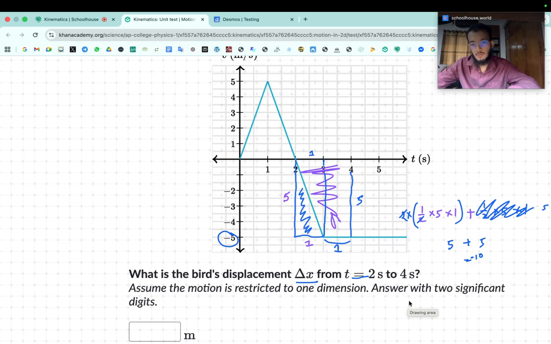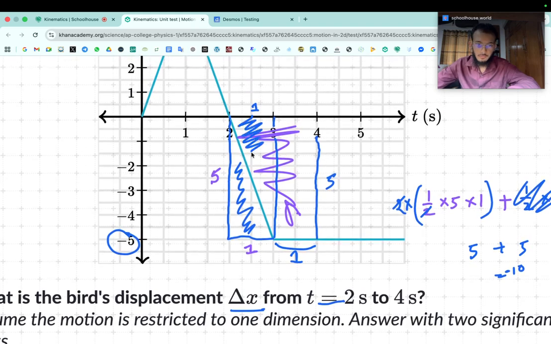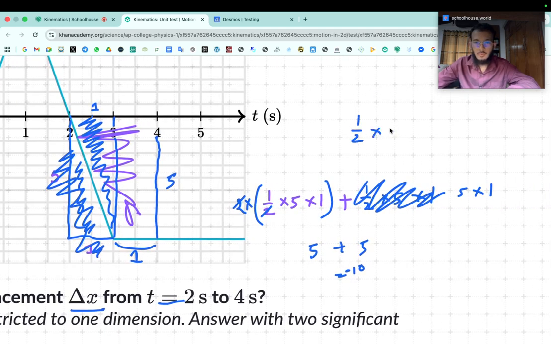Yeah, this is what we have. Oh, sorry. Area under the graph is basically this portion, not this one. So we only have to take it once. So half times 5 into 1 plus 5 into 1. So we have 2.5 plus 5, which is 7.5.